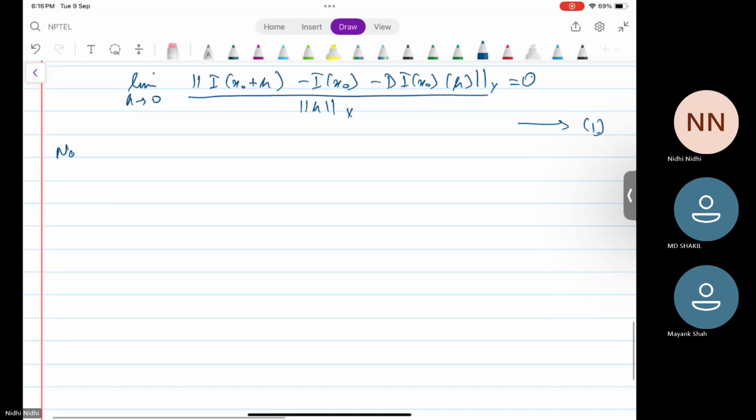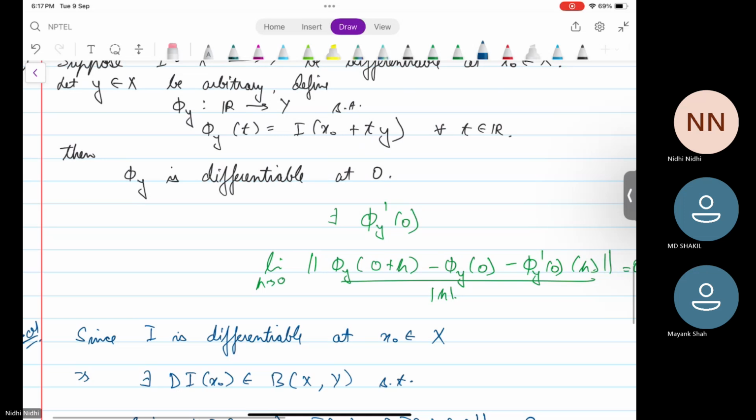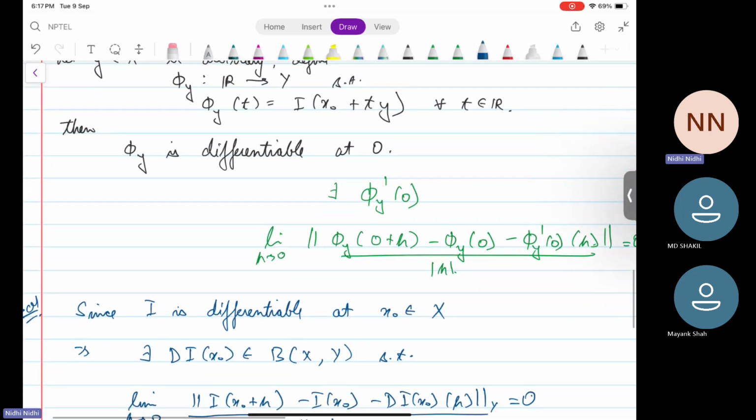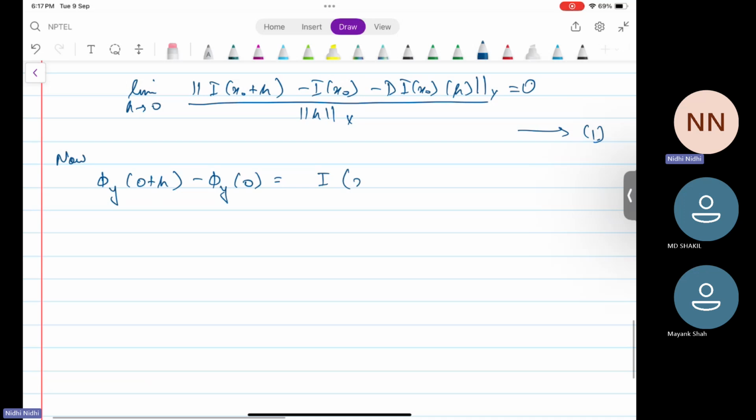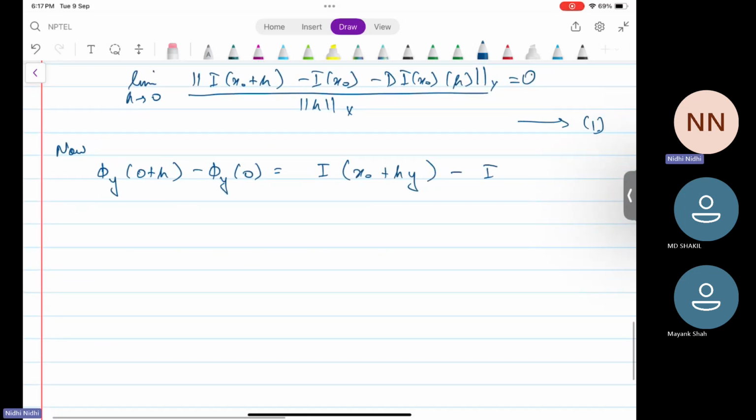Now phi y at 0 plus h minus phi y at 0 is equal to I at x naught plus h y minus I at x naught. Now again, we'll start with assuming that the function phi y is differentiable, then see what condition we need. Sorry, what will be the domain and codomain here?